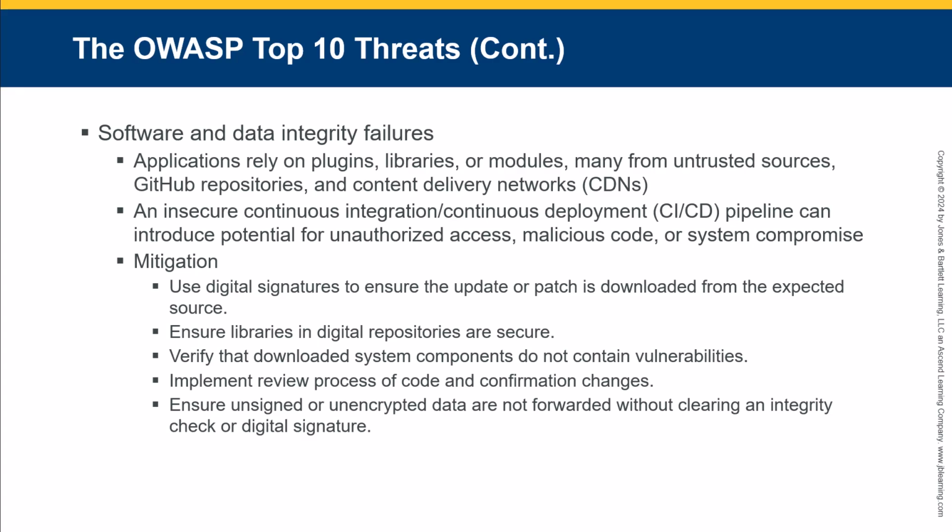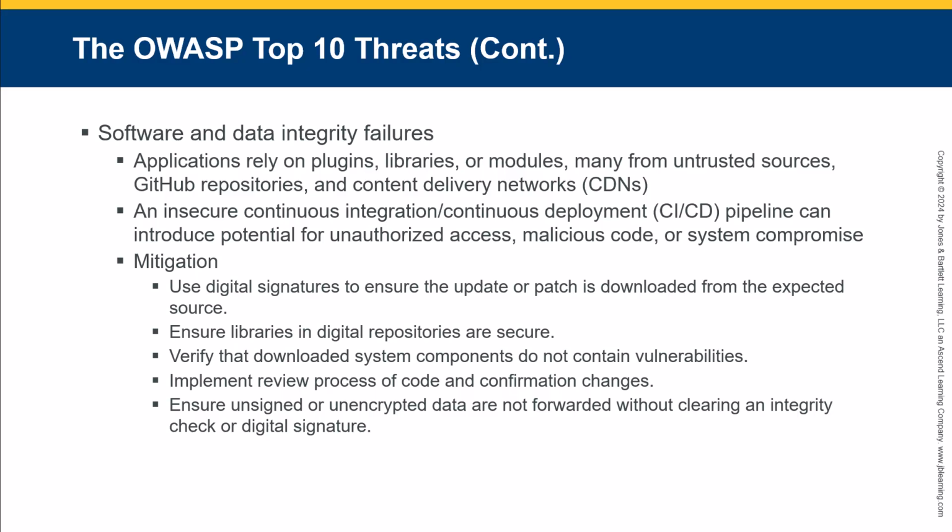Software and data integrity failures. Applications rely on plugins, libraries, or modules, oftentimes from untrusted sources, GitHub repositories, and other forms of CDNs. An insecure continuous integration, continuous deployment pipeline can introduce potential for unauthorized access, malware, compromises, and all that fun stuff. Big part here is pay attention to where you're getting your libraries and modules and plugins. Make sure they're actually working. Also, test, verify, and run vulnerability checking against them to make sure that they're functional.